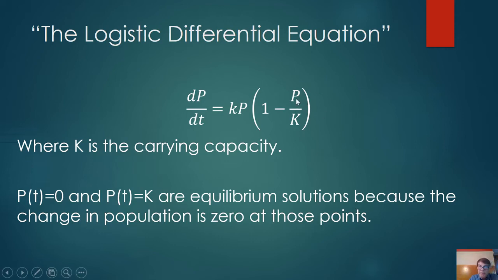The other one is when the population equals the carrying capacity. That's when we've reached an equilibrium. We've reached the capacity of this population. In that instance, P equals K, K over K equals 1, 1 minus 1 is 0, and this equals 0. And so those are the two equilibrium solutions, because the change in population is 0 at those points.